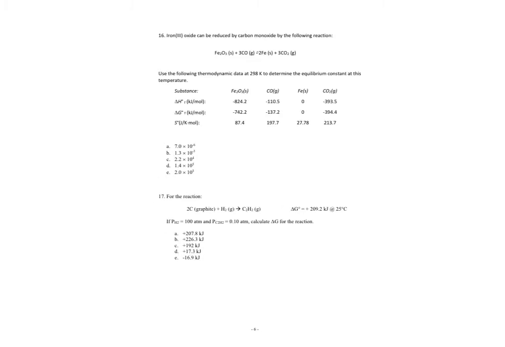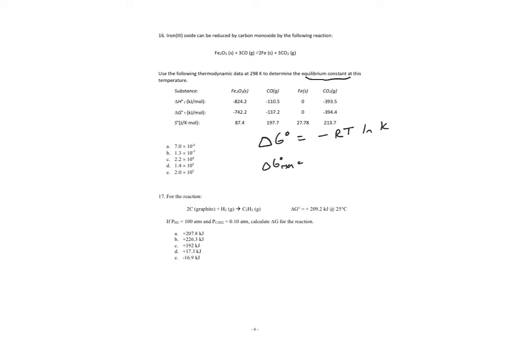So the giveaway of the equation that we need to use in this problem is the fact that we're told we're looking for the equilibrium constant. Okay, and remember that's K. So the equation that we need is a new equation we haven't seen in this problem set yet: negative RT ln K is equal to delta G. So we have a reaction here.